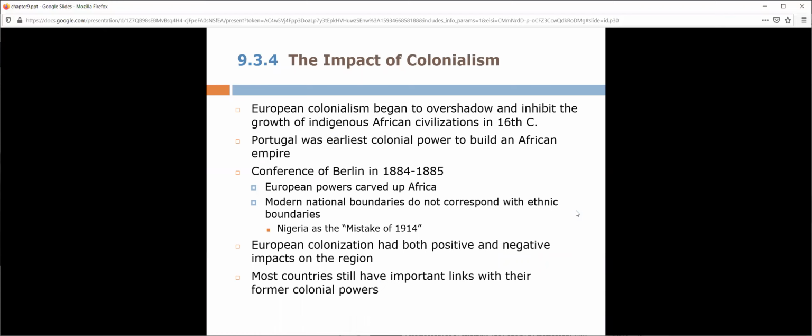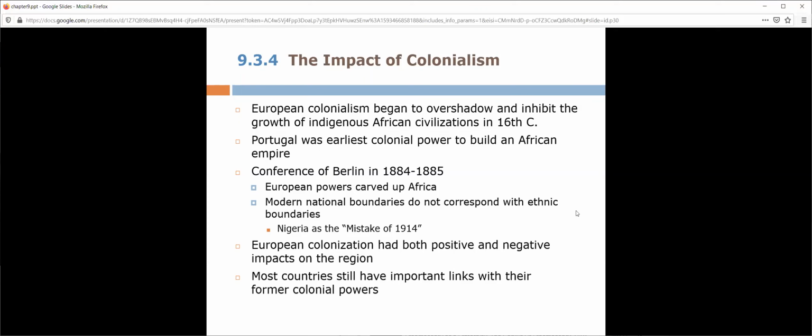European colonization, of course, began to overshadow and inhibit the growth of indigenous African civilizations around the 16th century. Before the Europeans arrived, of course, there was always war and conflict, but there's also growth and development. But there's a very strong putting down of this region of the world by the stronger Europeans, who show up with their musketoons and their metal helmets. Portugal was one of the earliest colonial powers to build an African empire.